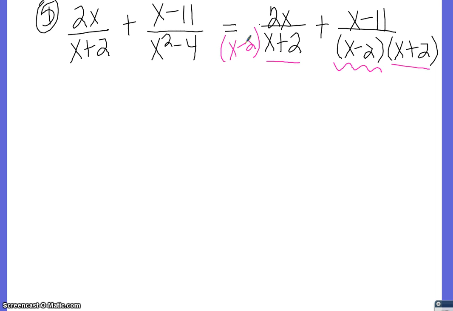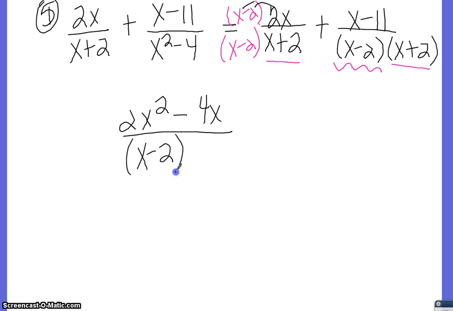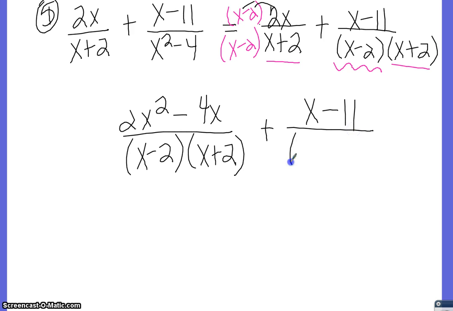Now remember, whatever I multiply on the bottom, I also have to multiply in the numerator. Okay, so from here, I'm going to multiply out by distributing the 2x. So here I'm going to have 2x squared minus 4x. And I'm going to go ahead and leave my denominator still as x minus 2 and x plus 2. Okay, then I have plus the x minus 11 stays the same, and again my denominator is going to stay the same as well.